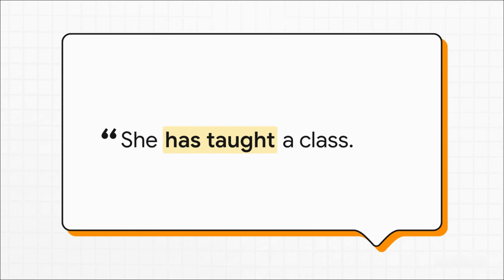And here's one more, just to lock it in. She has taught a class. See? Same exact structure. The only little change is we use has this time, and that's just because our subject, she, is third person singular. She did the teaching in the past, and now, in the present, she carries that experience.